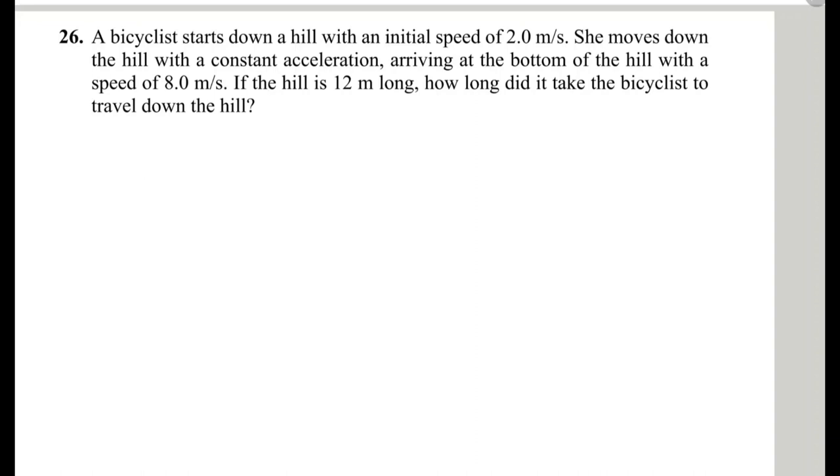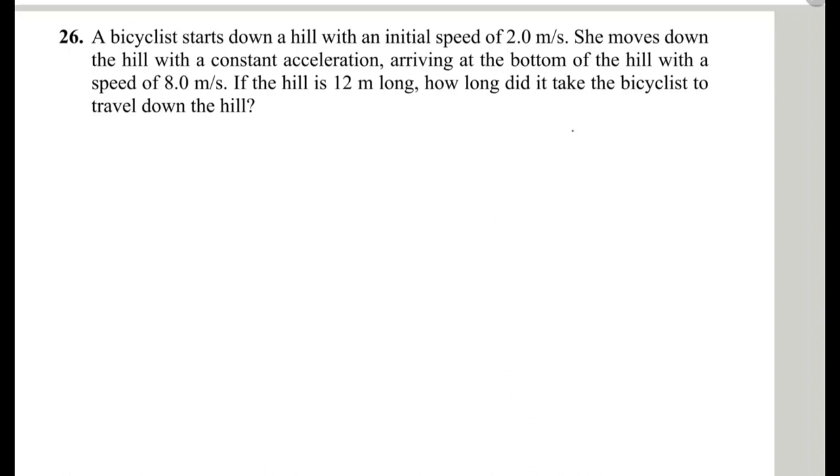A bicyclist starts downhill with an initial speed of 2 meters per second. She moves down the hill with a constant acceleration, arriving at the bottom of the hill with a speed of 8 meters per second. If the hill is 12 meters long, how long did it take the bicyclist to travel down the hill?